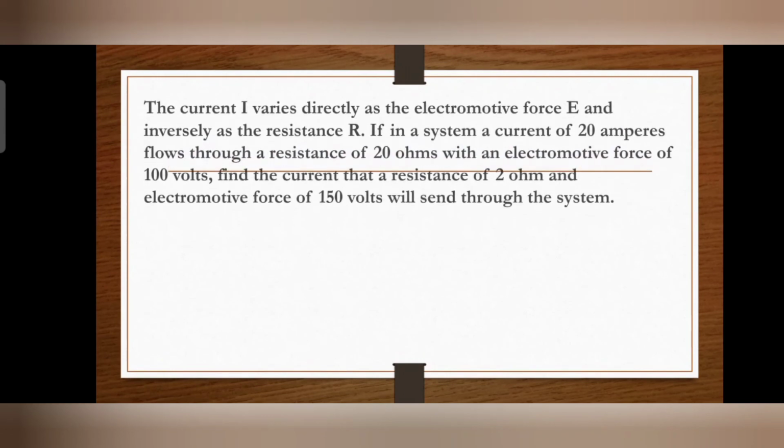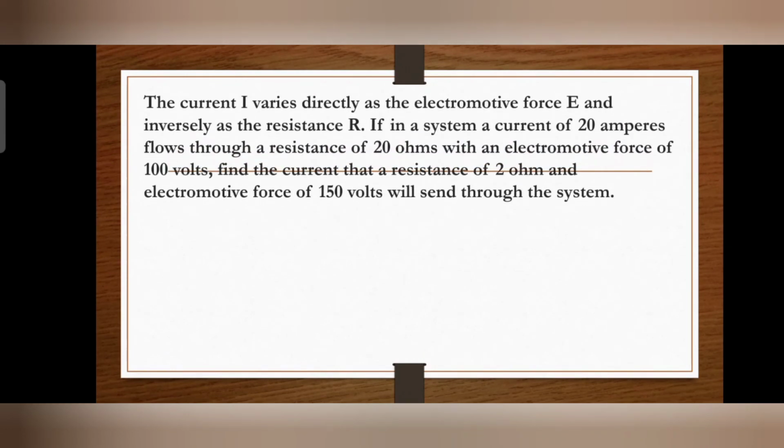Next. Ito naman is word problem. The current I varies directly as the electromotive force E and inversely as the resistance R. If in a system, a current of 20 amperes flows through a resistance of 20 ohms with an electromotive force of 100 volts, find the current that a resistance of 2 ohm and electromotive force of 150 volts will send through the system. So we are going to find the value of current.